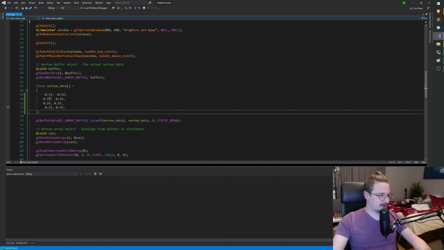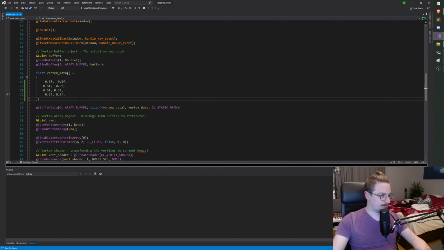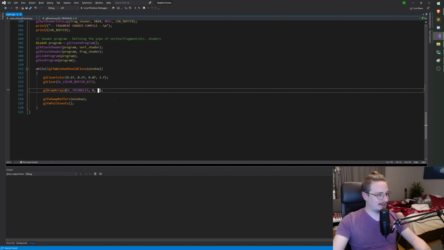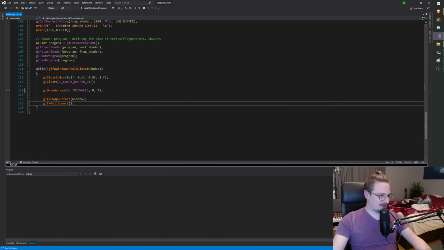Great, so now we have our vertices aligned in a counterclockwise square. Nice. This is the part where I'm trying to summon thoughts, and I'm looking at the numbers and nothing's coming to me. All right, what if I change this to 4 then? We want to use GL triangles. We don't want to draw 3 vertices this time. We just want to draw 4.